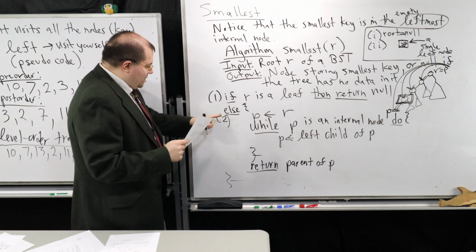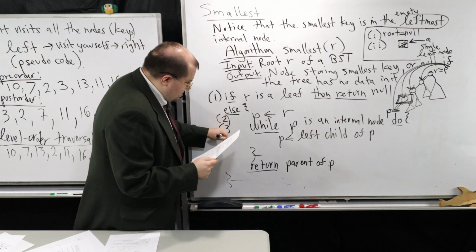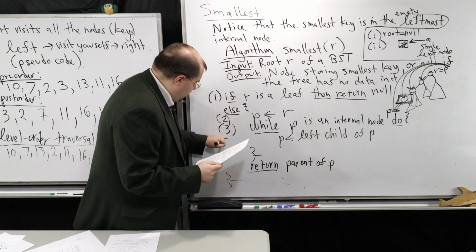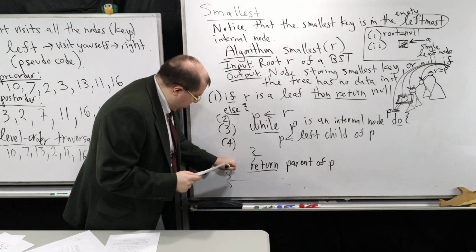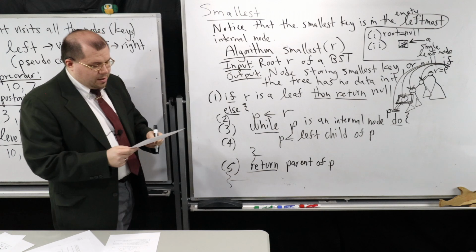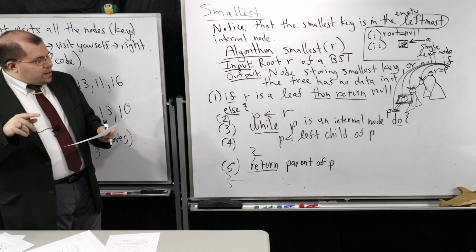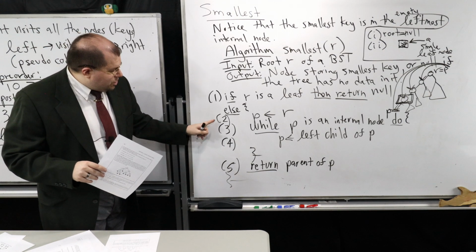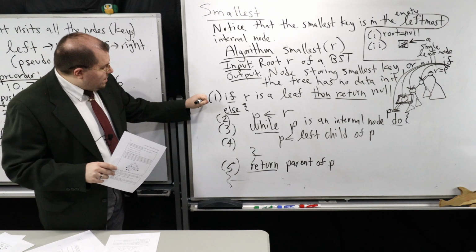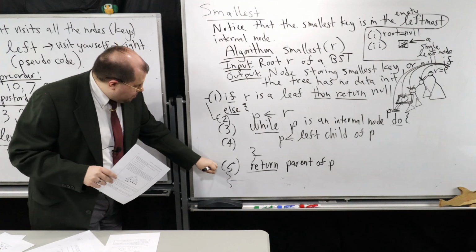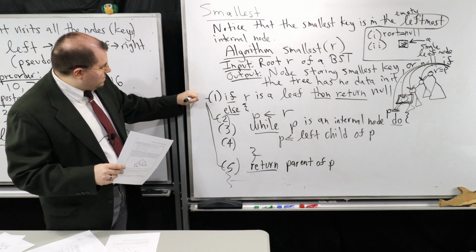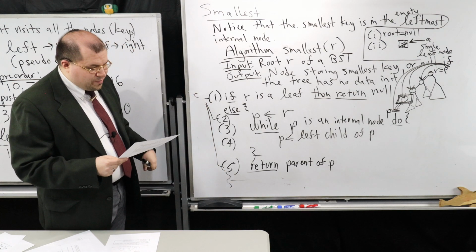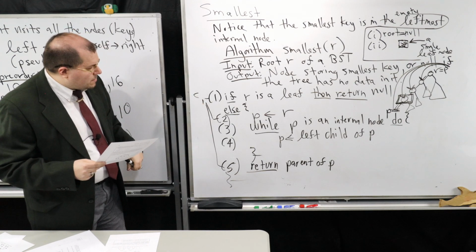So I have lines 1, 2, 3, 4, and 5. Lines 1, 2, and 5 all take some constant number of operations, right? We'll call it C1.